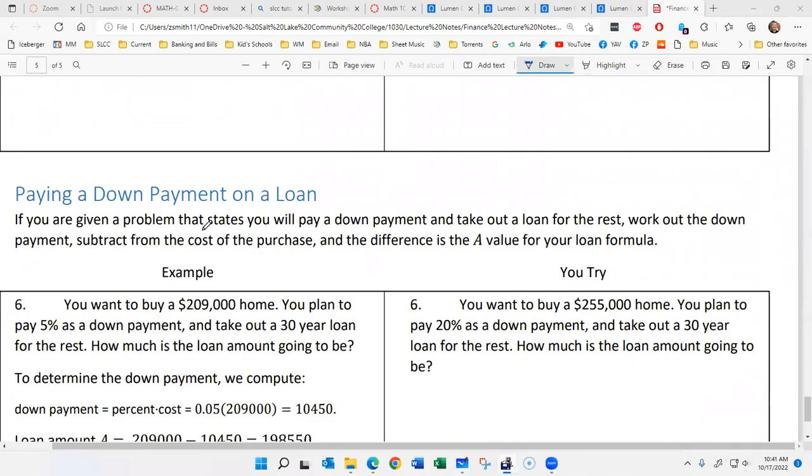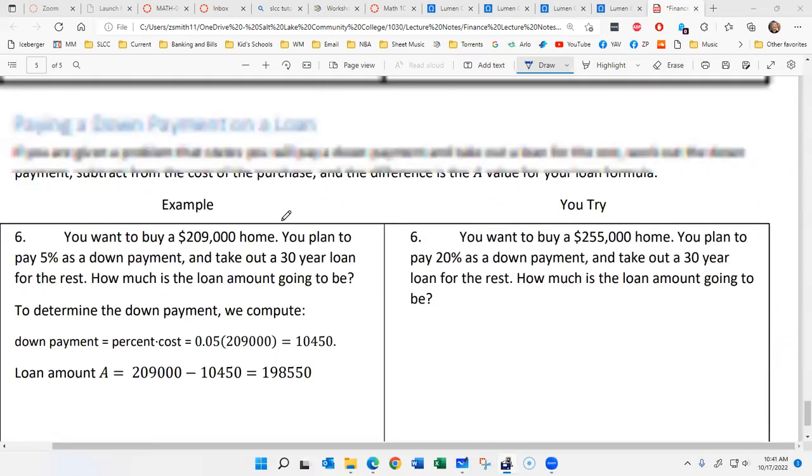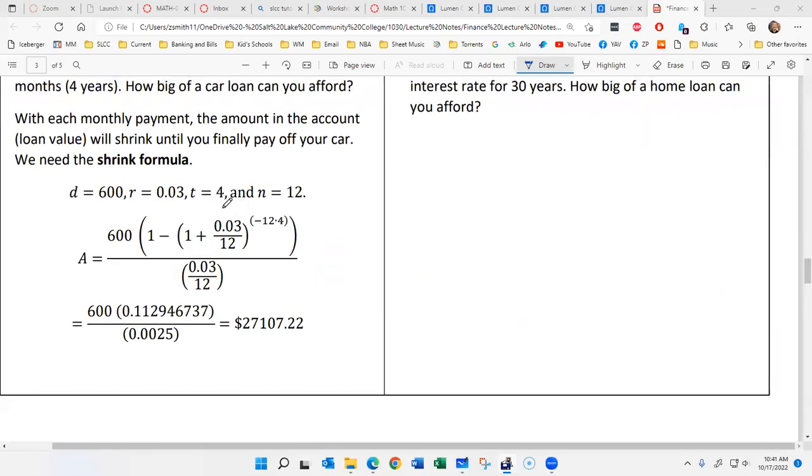Okay, and then finally, paying a down payment on a loan. So sometimes they'll talk about, like this one, you want to buy a home, you plan to pay 5% as a down payment and take out the 30-year loan for the rest. How much is the loan amount going to be? Now, this isn't usually the only question. It's usually what will the monthly deposit or monthly payment be? But in order to work out like the monthly payment formula, way back up here, negative monthly payment, you either need to know D or you need to know A.